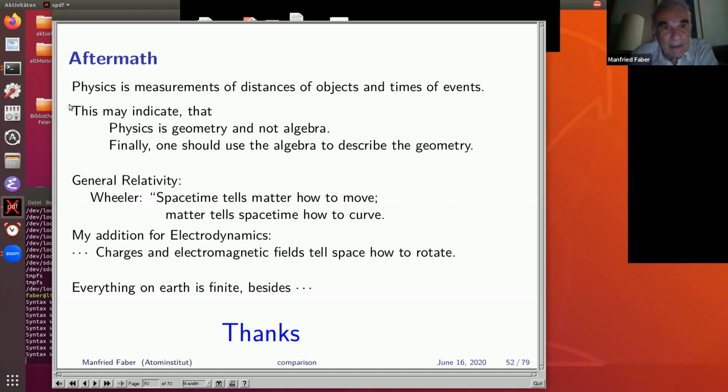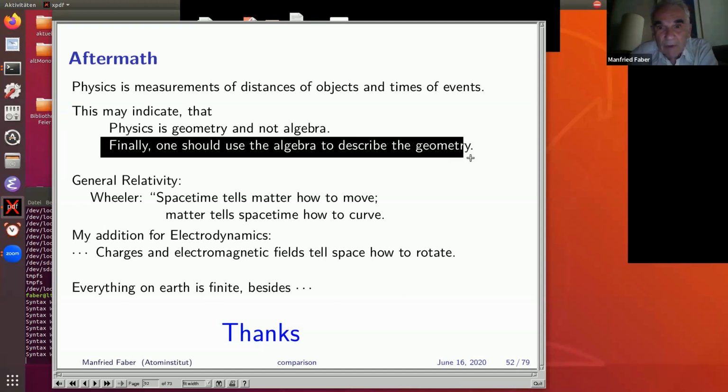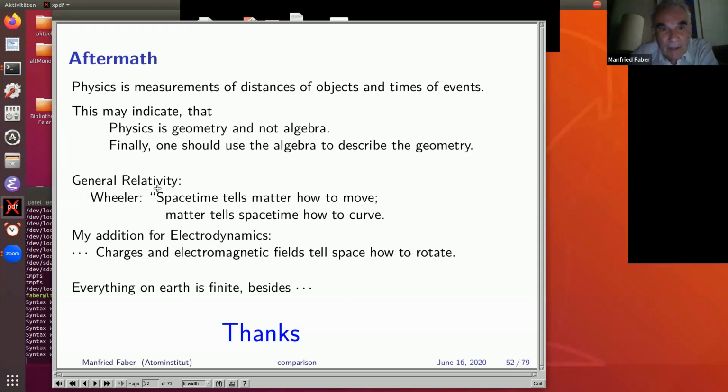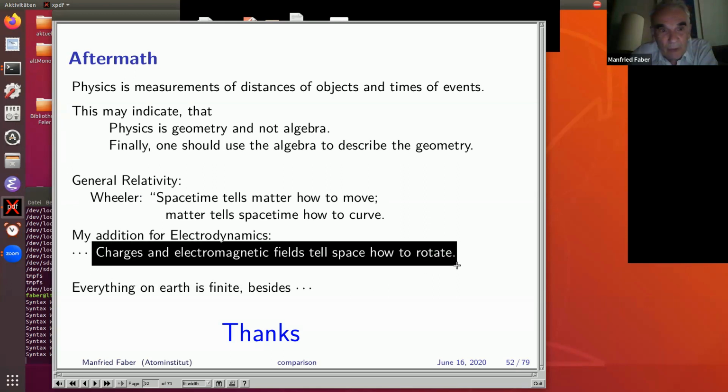So, some aftermath. Physics is measurement of distances of objects and times of events. This may indicate that physics is geometry and not algebra. We should use the algebra to describe the geometry, not the algebra by itself. There's a famous saying by Wheeler: space-time tells matter how to move, matter tells space-time how to curve. I can add to this: charges and rectangular fields tell space how to rotate.